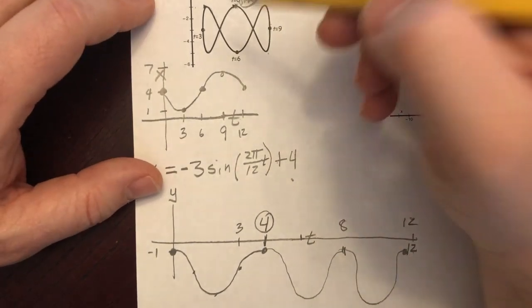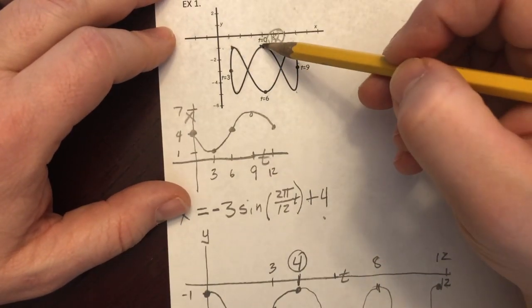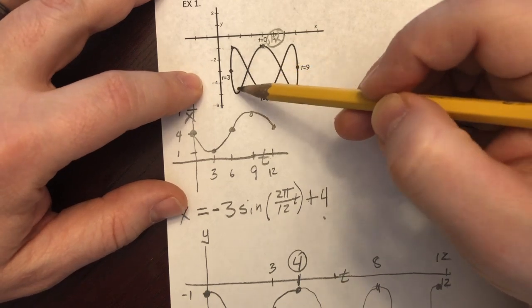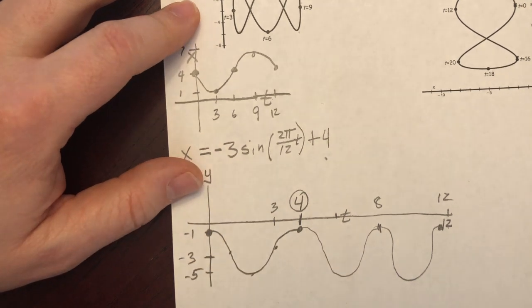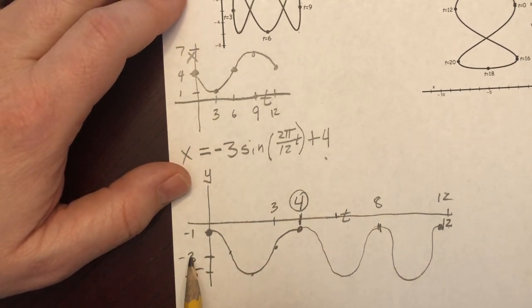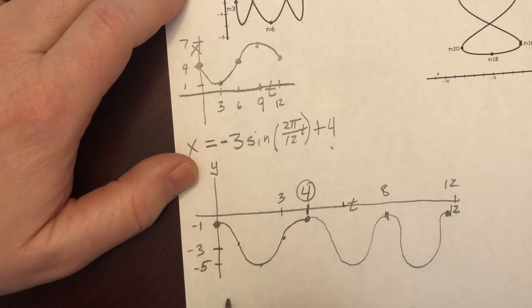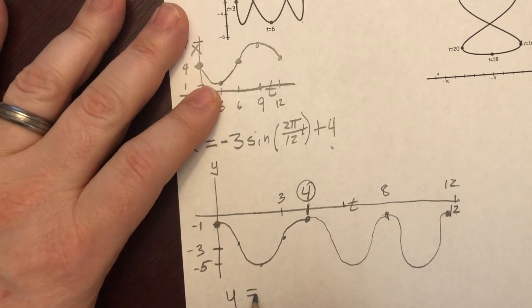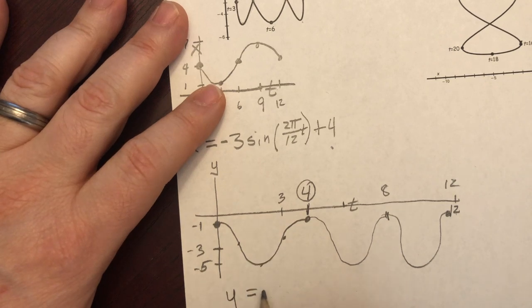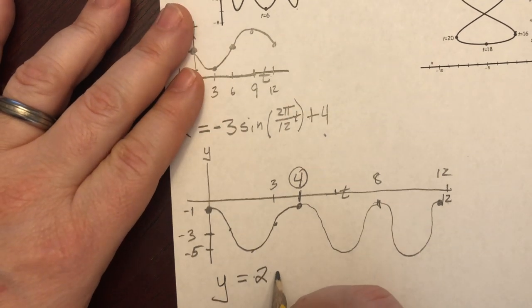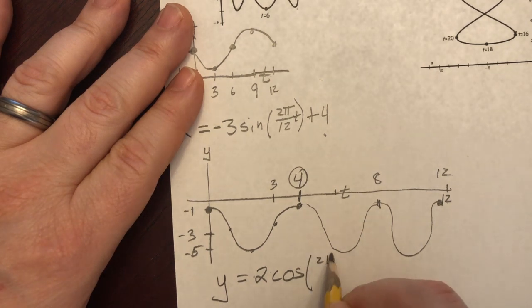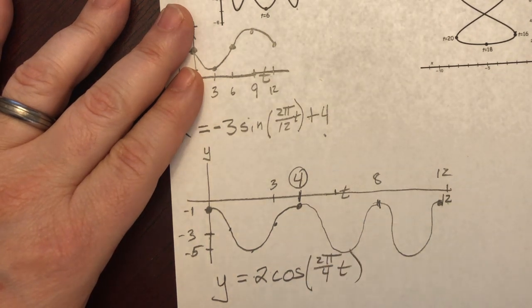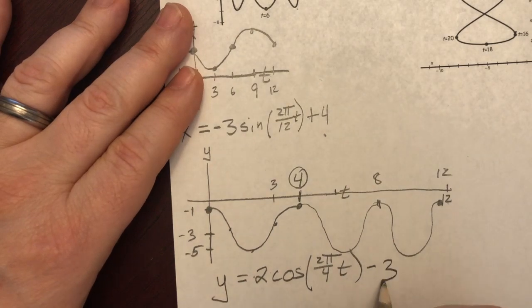Now we just need some more details. The y values go -1, then -3, and then -5. So those are our 3 key values. We have our period, we have our midline, and we have our amplitude. So y equals, we started at an extreme, so I don't need a negative. The amplitude is 2. I'm going to use cosine because we start at one of the extremes, 2 pi over 4, and the midline is at -3.